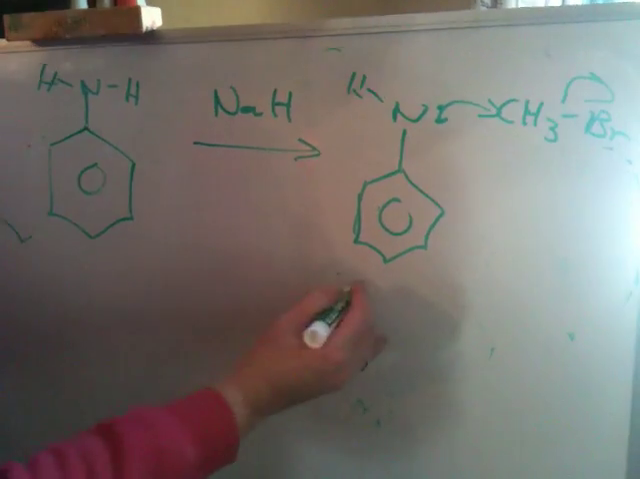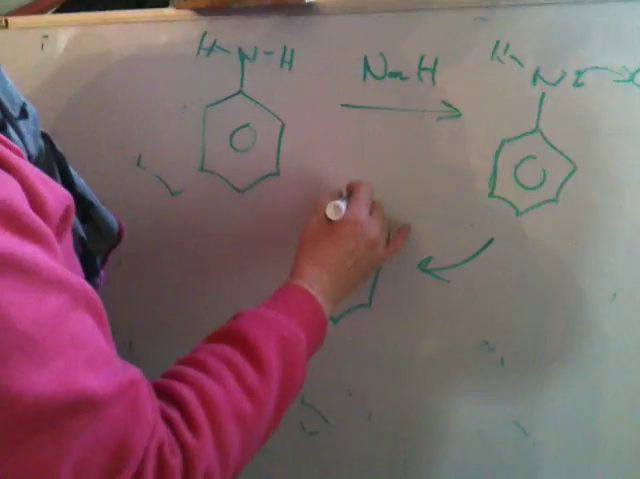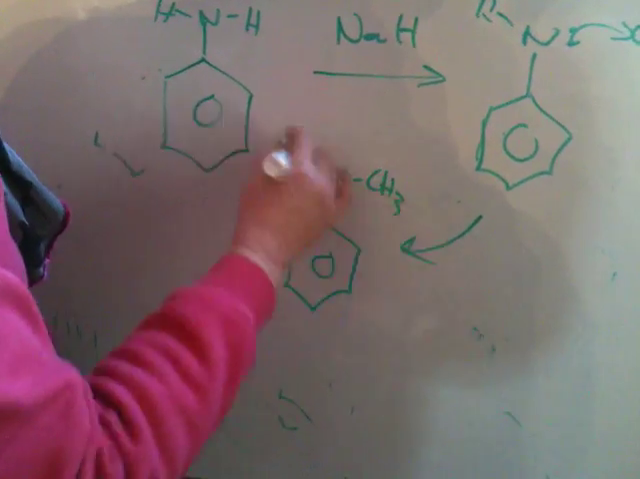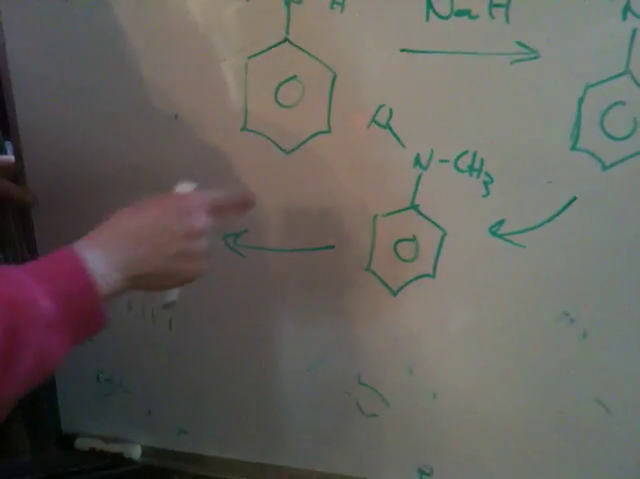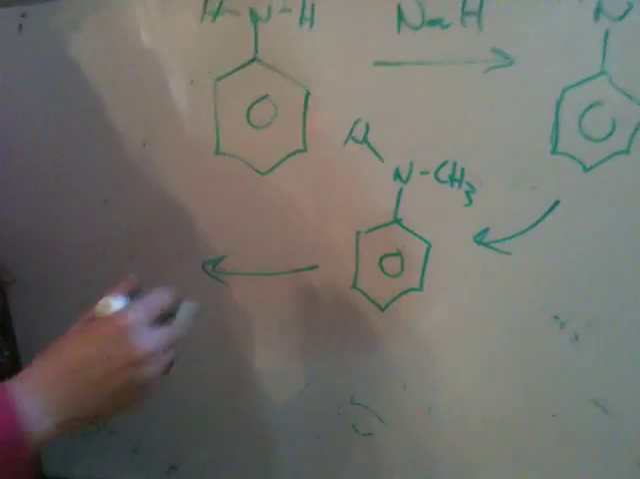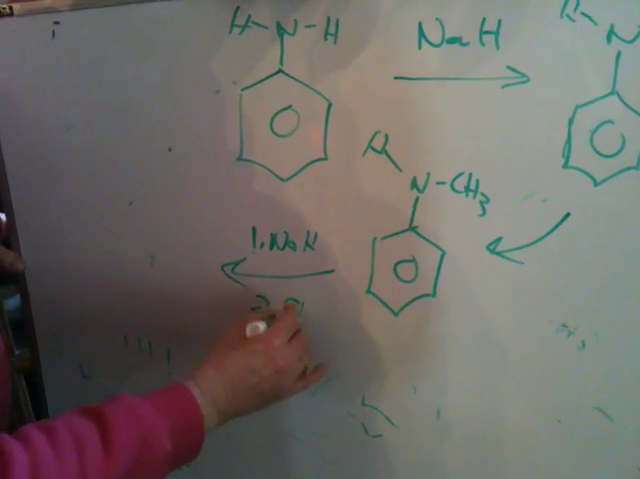SN2 is the backbone of synthetic chemistry. You have to know it, okay? If you don't know it, you've got troubles. Okay. What would you do? You would just do this again. Now, why do you have to do it twice? It's really hard to form a dianion. So I would add 1 NaH, 2 CH3Br.